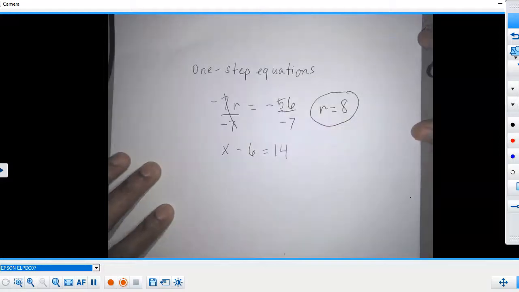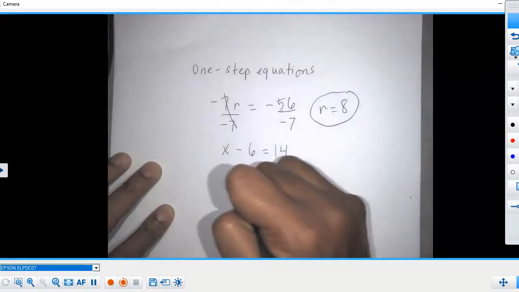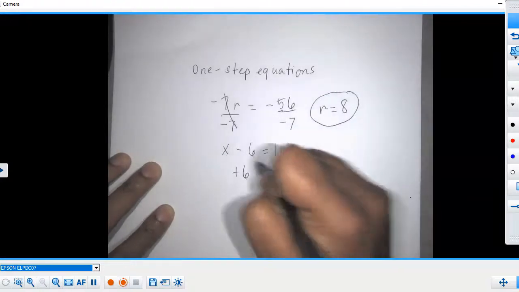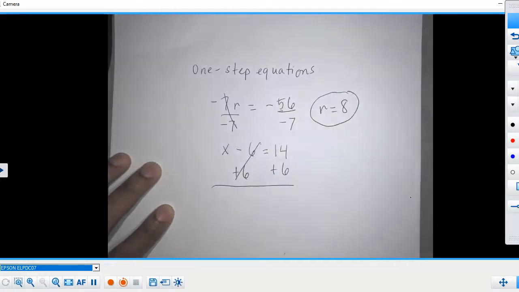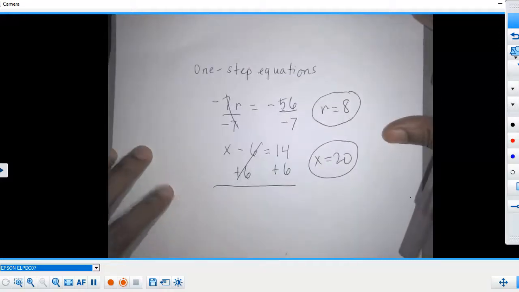In this problem, again, one step, what is happening to x? It's being subtracted, 6 away from it, right? So the opposite of subtraction is addition. In one step, when I add 6 to both sides, I'm done. The answer is 20, so x equals 20. I hope that makes sense for one step. Again, identify what's happening to your variable, what operation is there, and do the inverse operation.